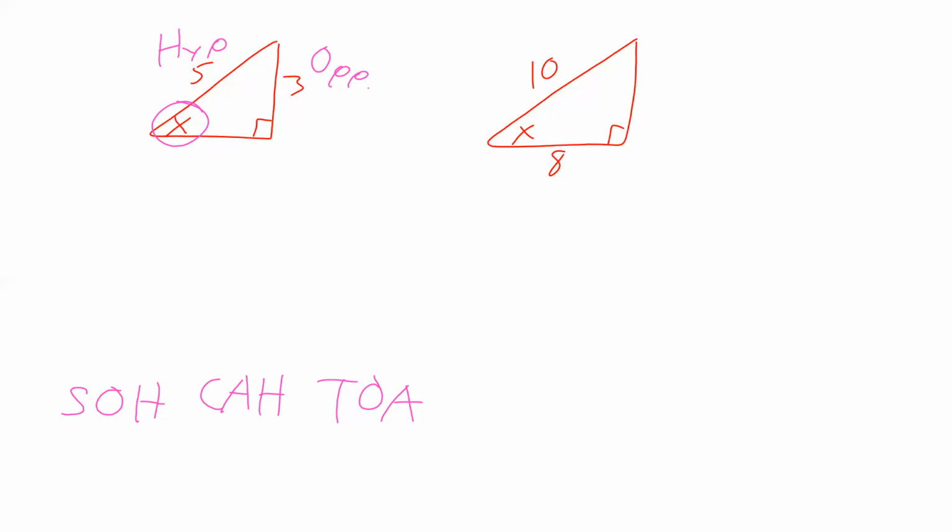Every time we do a problem like this where we're solving for a missing piece, you have to identify which one of the ratios you're going to use. The way you identify is based on what pieces you have labeled. So here, we have two pieces labeled. We have the opposite and the hypotenuse. So that's going to be sine. So we're going to do sine of the angle, so sine of x, equals opposite, which is 3, over 5.